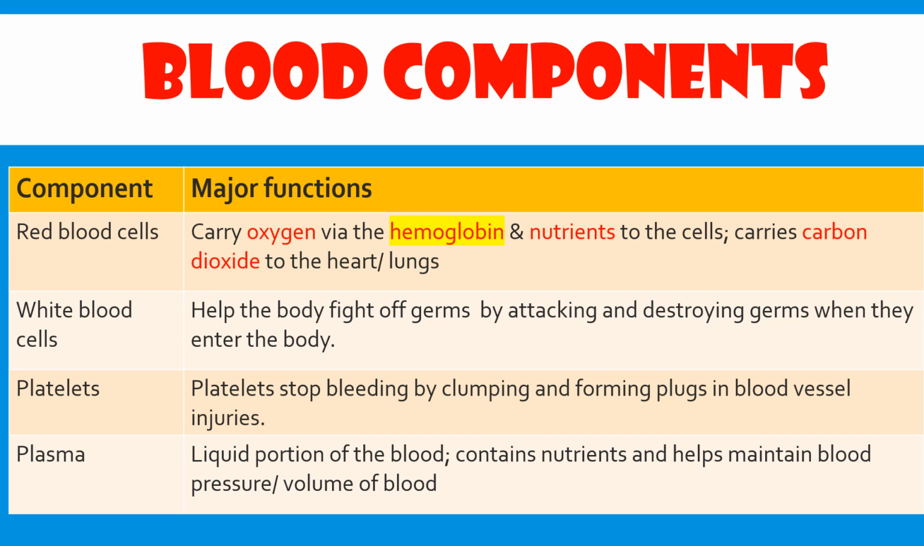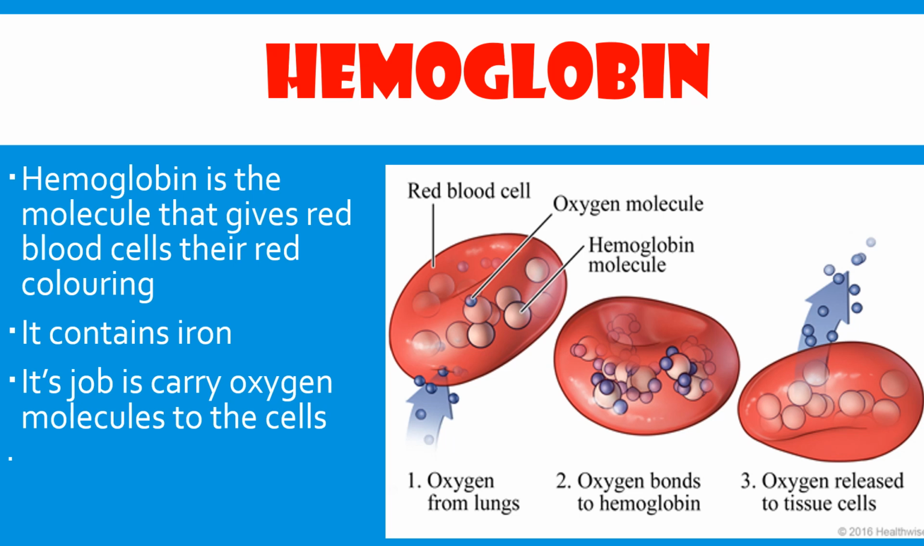And the plasma, the most abundant part of the blood, proportionally, basically helps maintain the pressure of the blood so it can circulate through the arteries, veins, and the capillaries, and also contains some pretty important nutrients. And back to the red blood cells, it's the hemoglobin, which gives red blood cells that red tinge, that contains iron, and its job is simply to carry those oxygen molecules to the cells that need that oxygen and the nutrients in order to function.